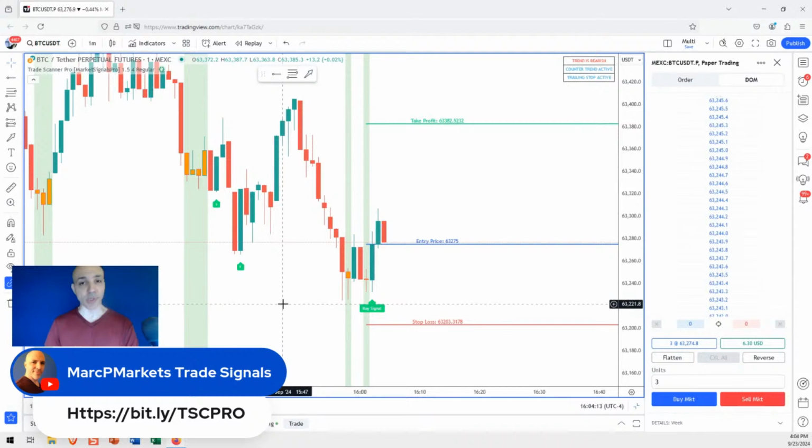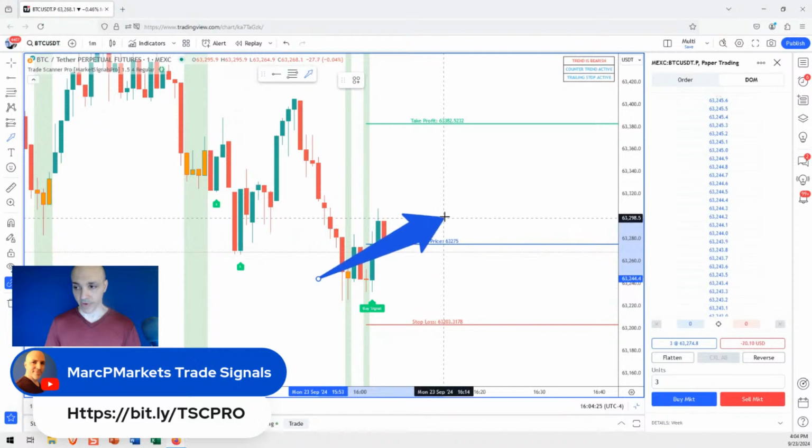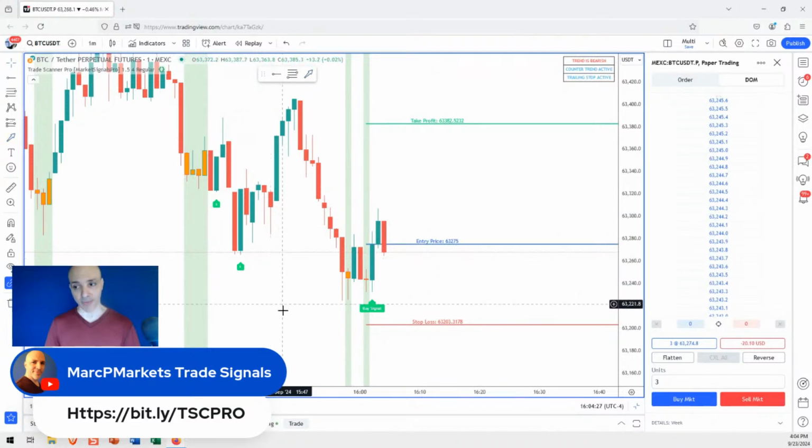The trailing stop hasn't appeared yet. It takes some time. Because we're on a 1 minute, it can take 5 minutes before the trailing stop appears. Okay. So this thing is going to have to start going in my favor before we see the trailing stop.